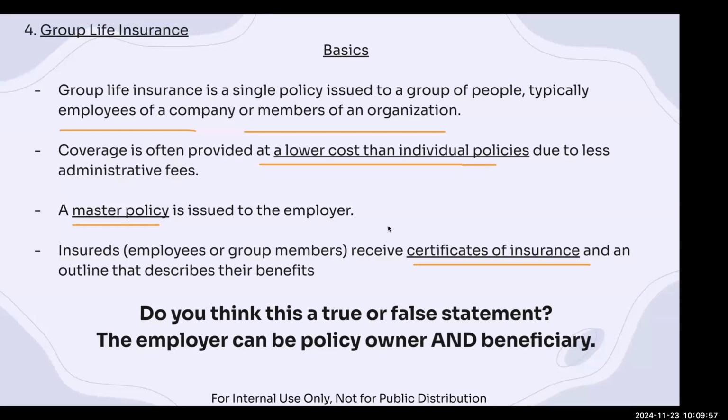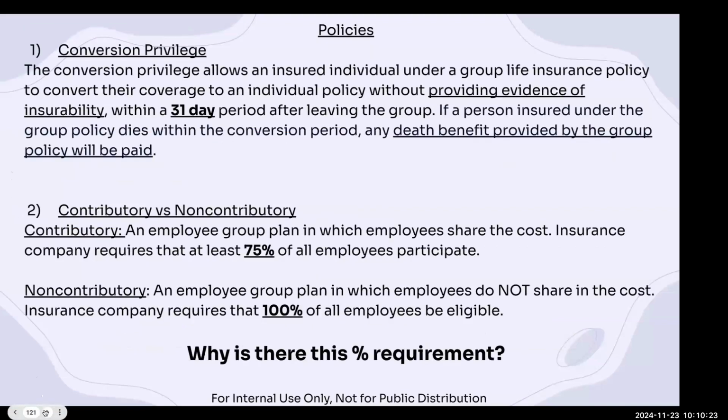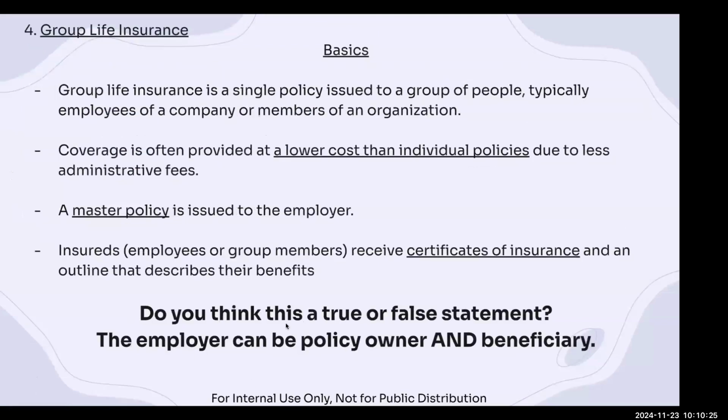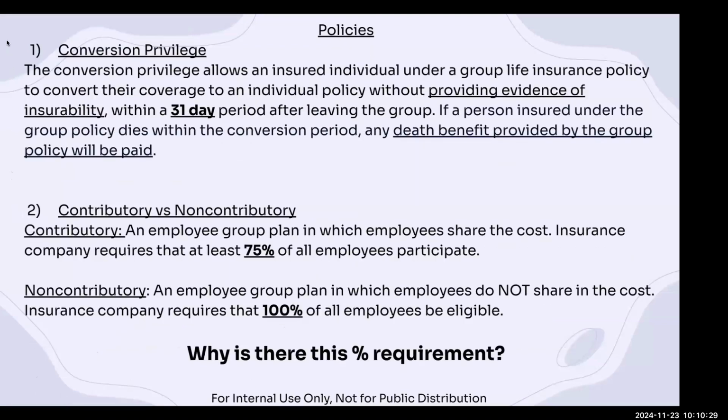Now, let's take a look at this statement here. If we want to think about whether the employer can be the policy owner and beneficiary, we want to think about if this is true or false, because this is important when we tie it to group life insurance and when we tie it to business-specific policies. And on the next slide, we're going to take a look at whether this is true or false. But now let's just keep it in the back of our minds and then we'll come back to it.